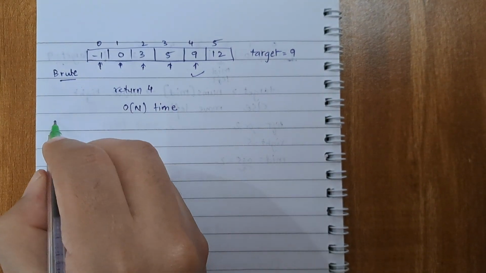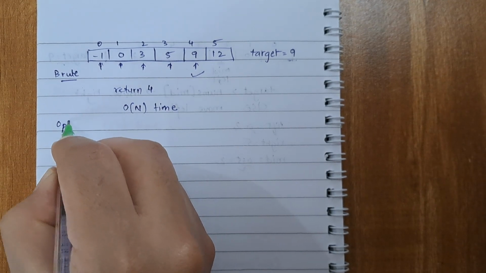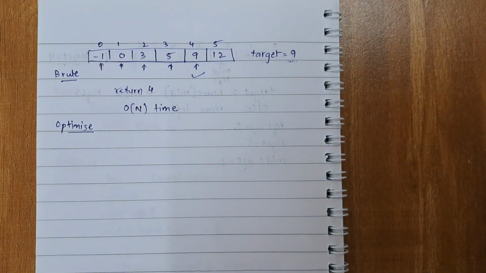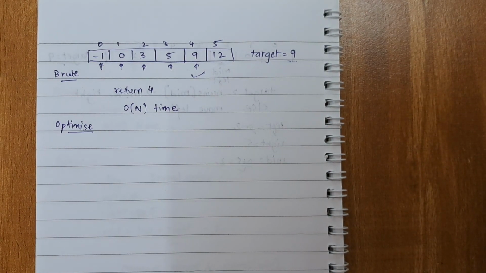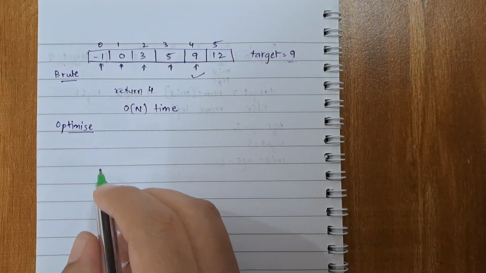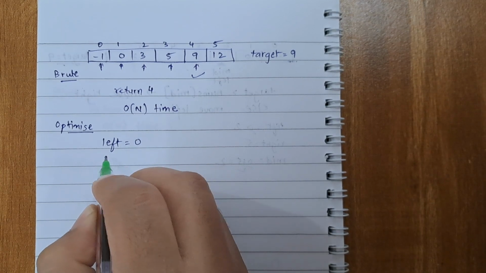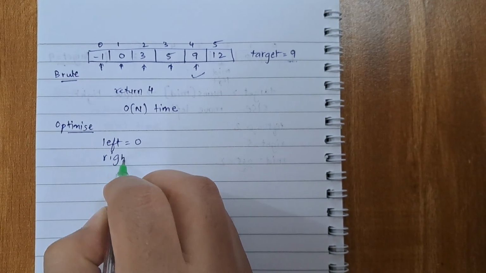Let's think about optimizing this approach. First, I'll tell you the rules of the binary search. You assign a left pointer and a right pointer. The left pointer will be at 0 and right pointer will be at the end of the array. So left is 0 and right pointer will be 5.